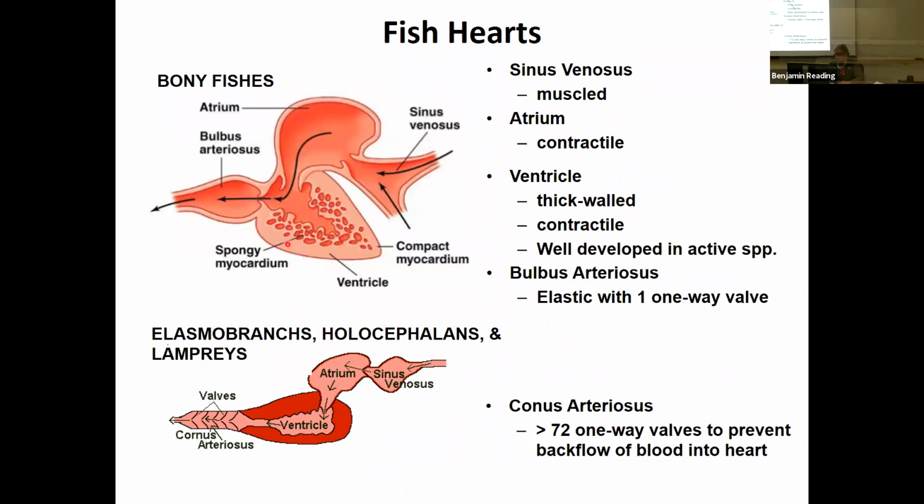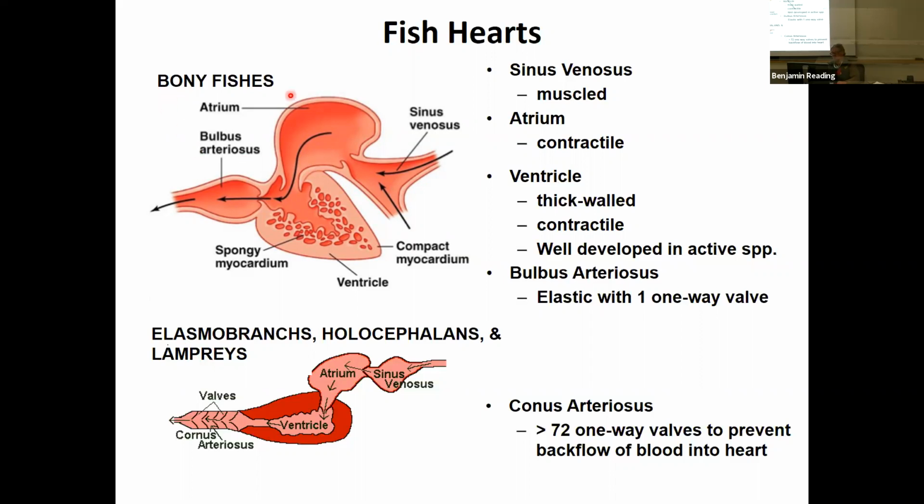So the fish hearts, there are two basic designs here. They have what we call the bony fishes. So again, from your notes, these are teleost fishes or osteichthyan fishes. The heart of these fishes differs from that of the elasmobranchs or the chondrichthyan fishes, the holocephalans or the whole-headed rat fishes, and also the lampreys of family Petromyzontidae.